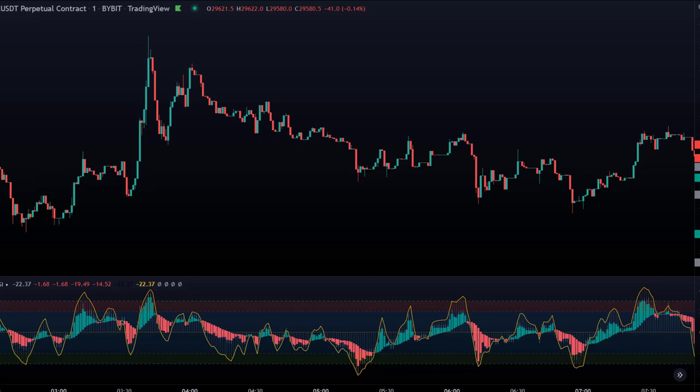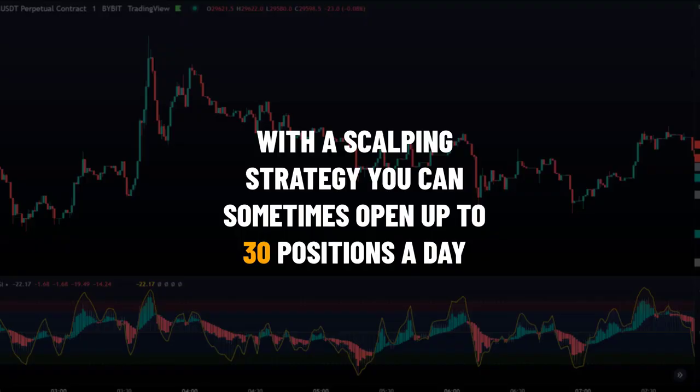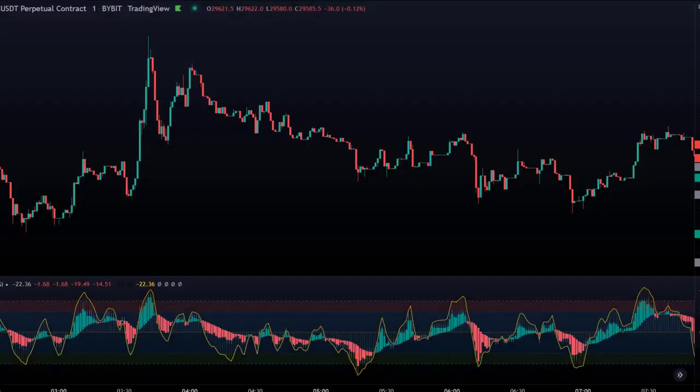If you are already a professional scalper, then you know that with scalping trading you will get a stop loss more often than, for example, during day trading or swing trading strategies. And that's not strange either. After all, with scalping positions you sometimes open as many as 30 positions a day, while with a day trading strategy you sometimes don't even open 30 positions a month.